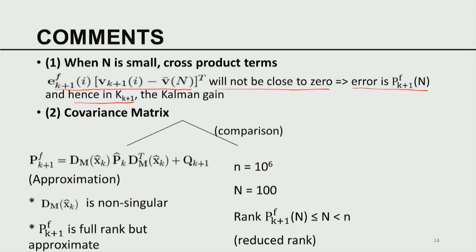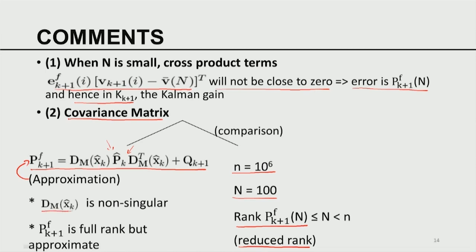I also want to talk about one more, the covariance matrix for forecast. Forecast covariance is the bottleneck in Kalman filtering. So this is the Jacobian times Pk hat times the Jacobian transpose. When n is equal to 1 million, if I am using 100 samples, the rank of Pk is no more than n, which is less than n, therefore reduced rank. I am trying to reinforce all these things by quantifying some examples. Now please understand, this itself is an approximation. Even the approximation costs money. I have already alluded to this.